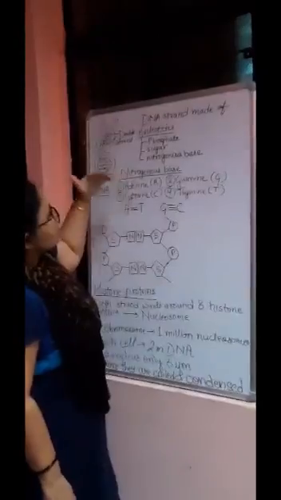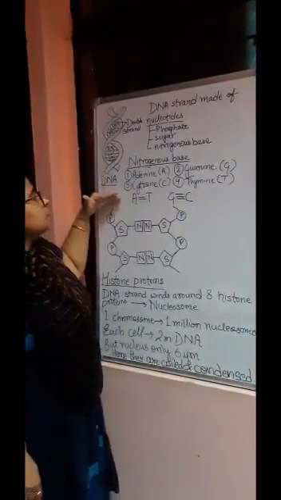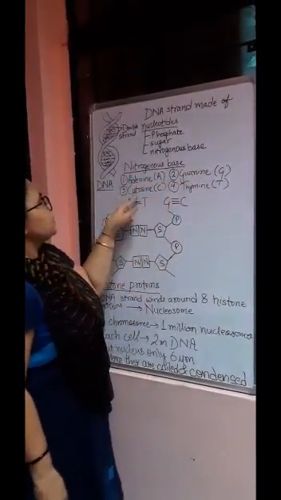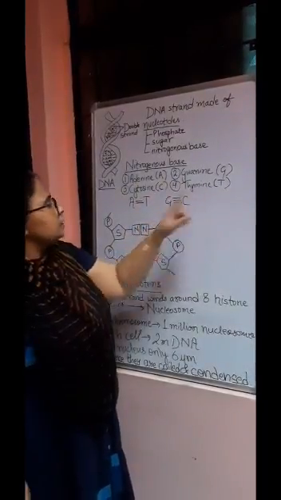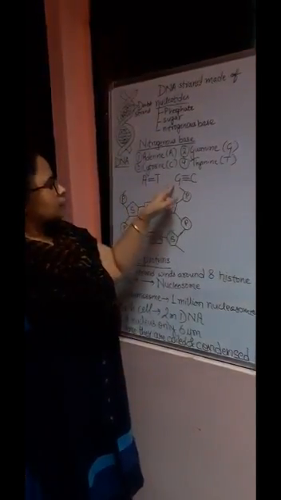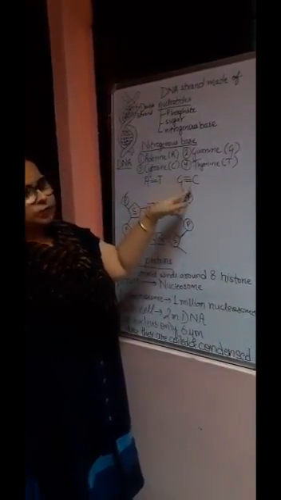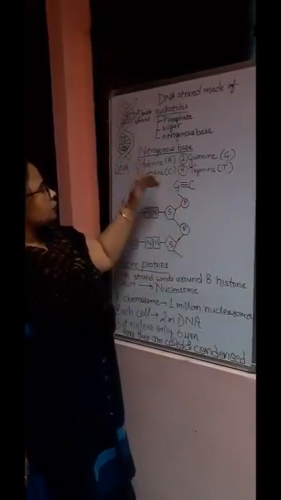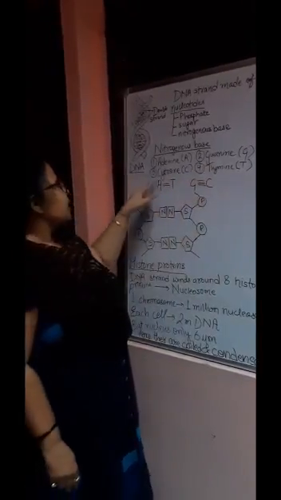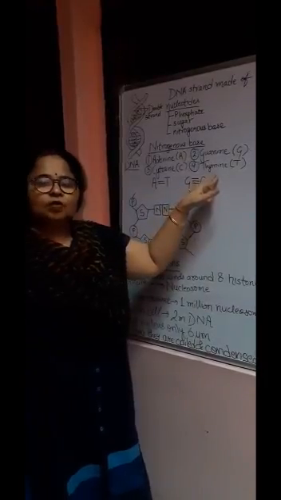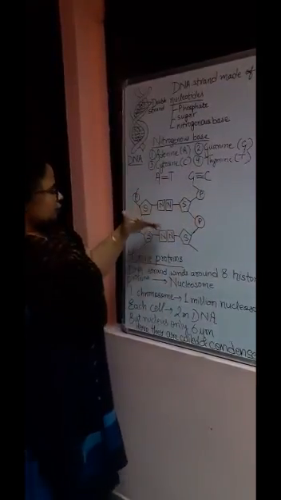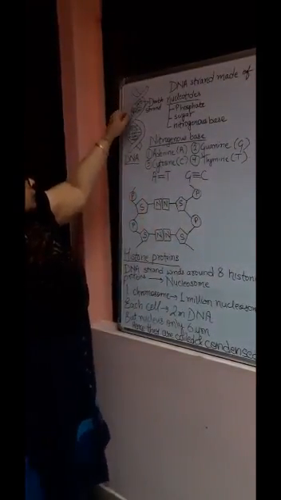Now, there are 4 types of nitrogenous bases in DNA. First is adenine, A, guanine, G, cytosine, C, and thymine, T. Adenine and thymine are joined together by a double bond, and guanine and cytosine are joined together by a triple bond. Another thing, children: adenine and guanine are called purines, P-U-R-I-N-E-S, and cytosine and thymine are called pyrimidines, P-Y-R-I-M-I-D-I-N-E-S.